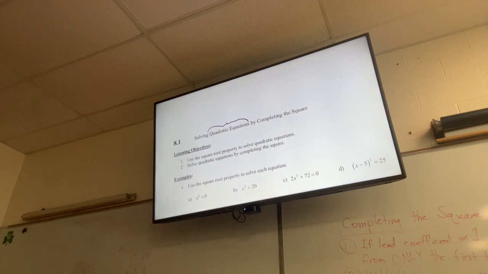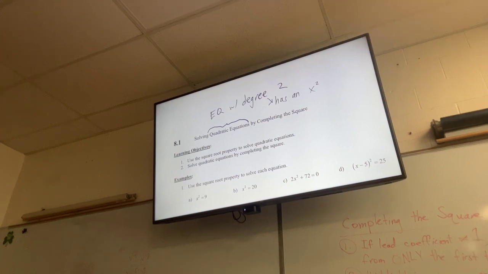A quadratic equation is just an equation with degree 2. Do you guys remember degree for a polynomial? So it has an x squared in it, so that it has degree 2. The highest exponent on x is 2 in a quadratic equation. Okay? That's what a quadratic equation is.